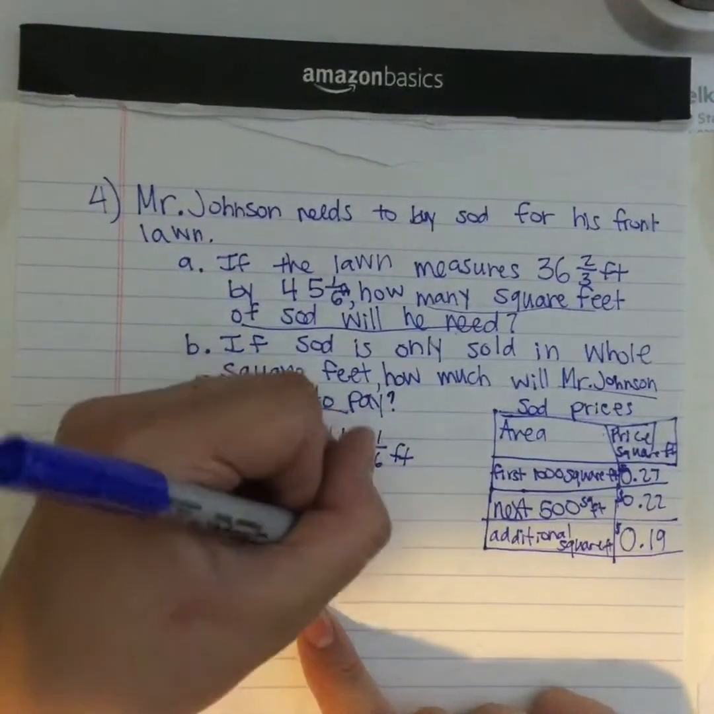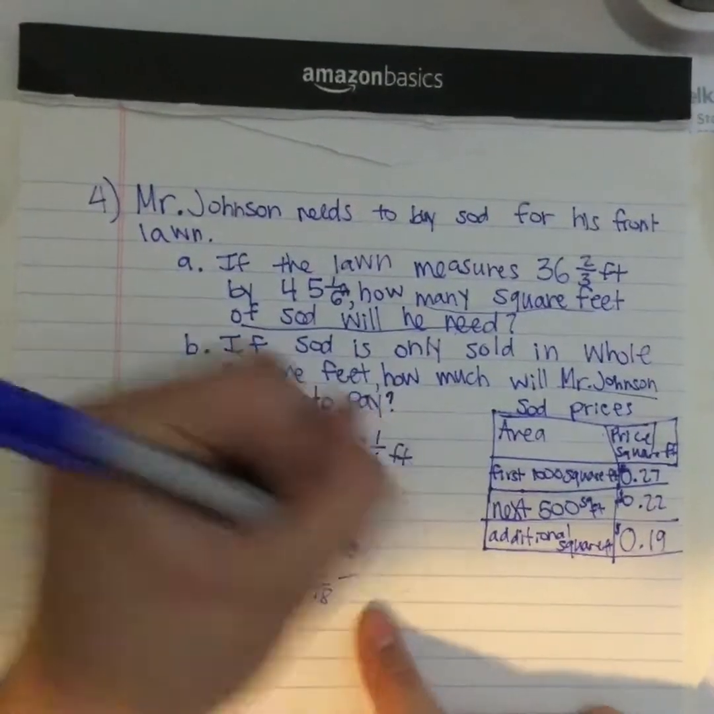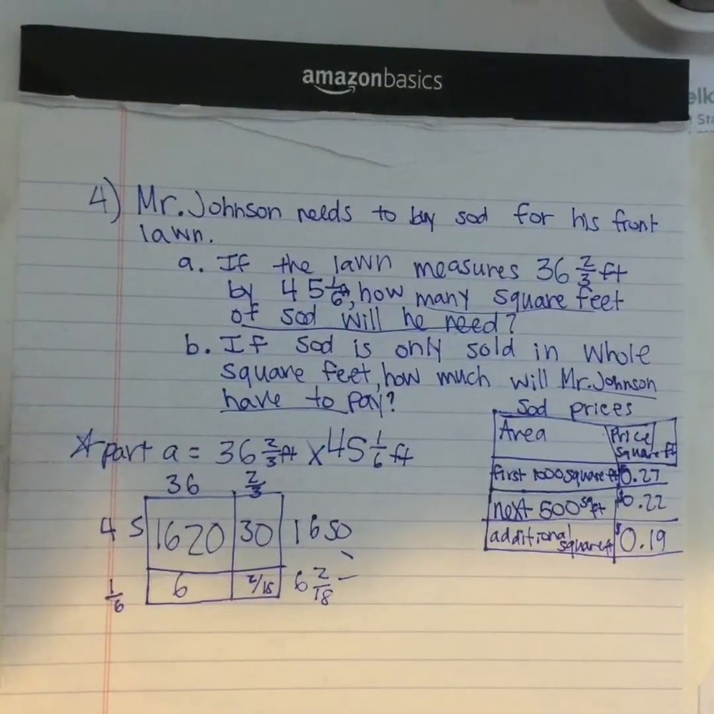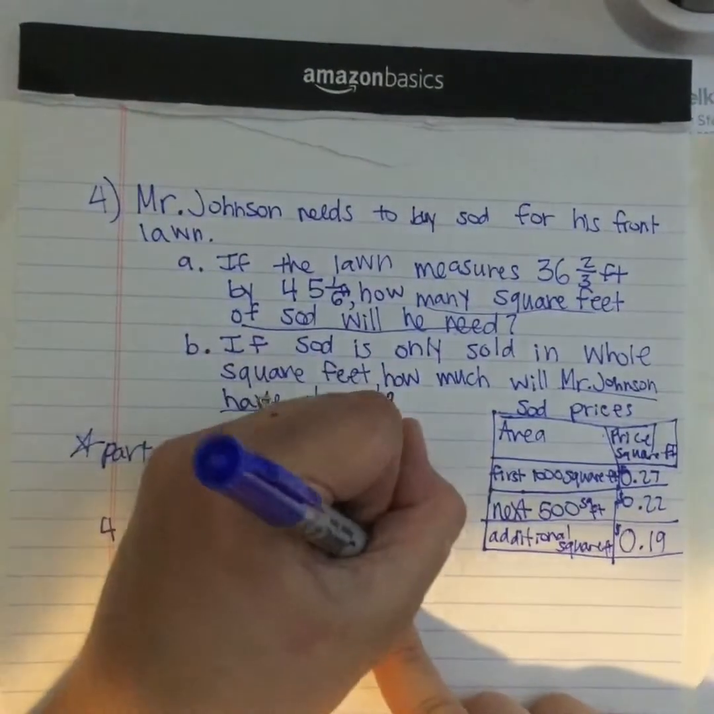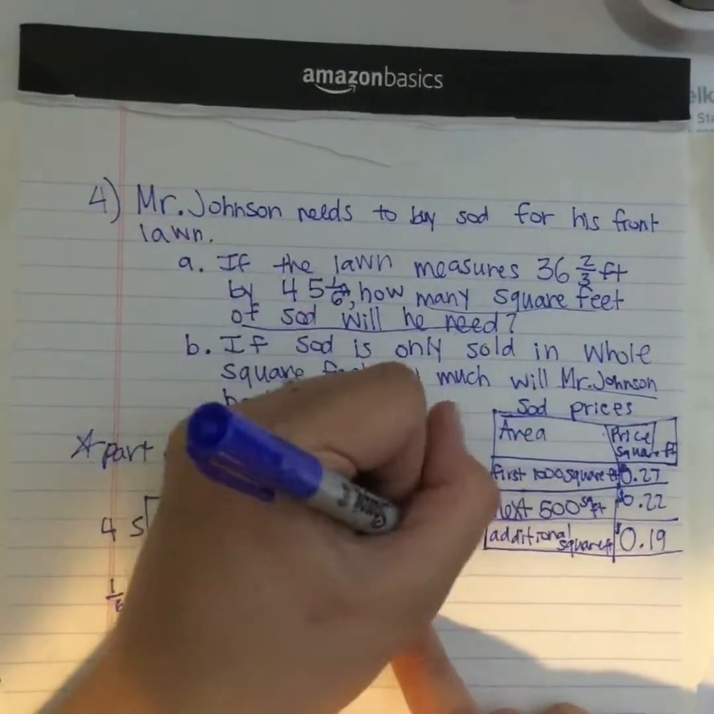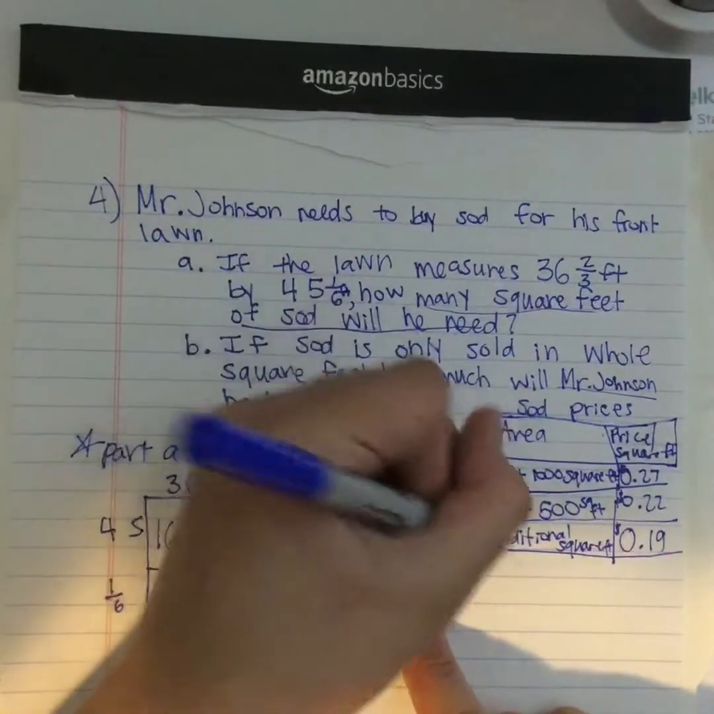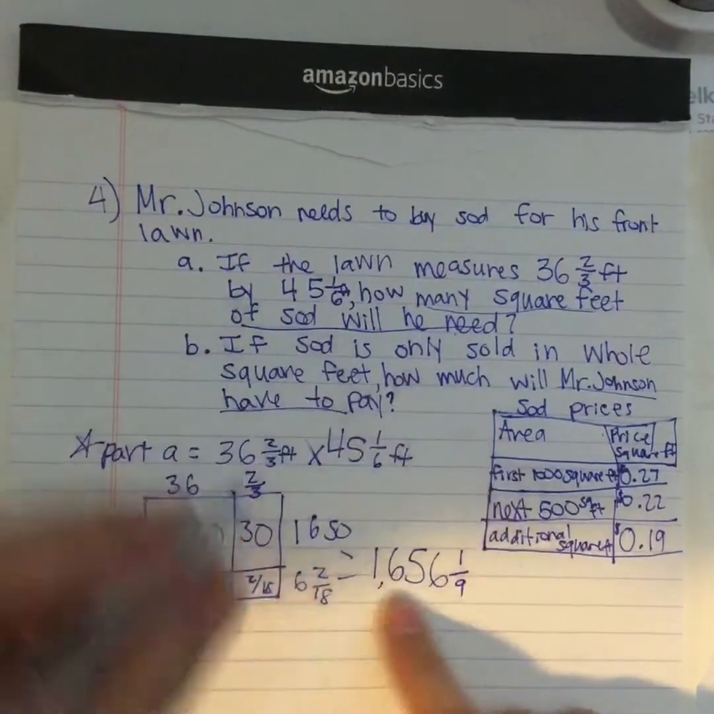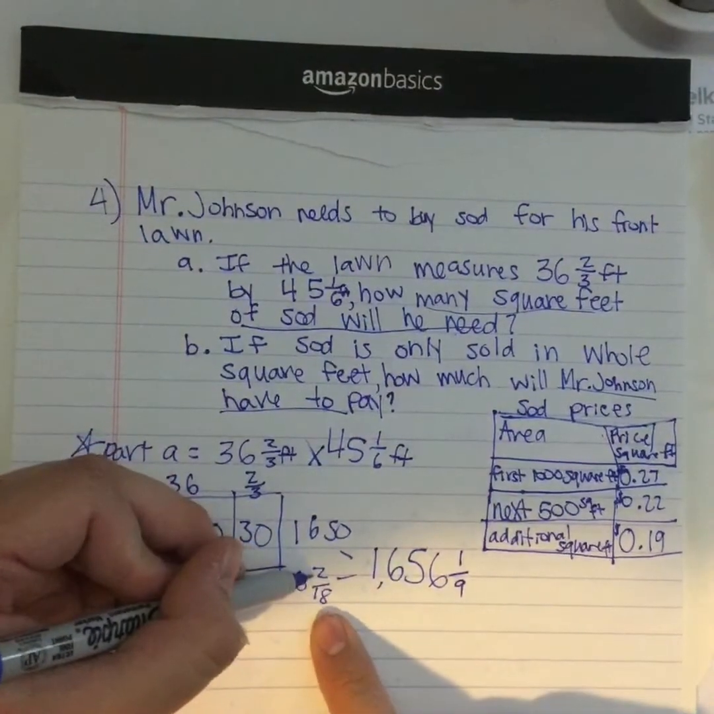So for part A, Mr. Johnson, which we'll do the writing after, we'll write for both parts at the end, but Mr. Johnson is going to need 1,656 and 1/9, because we can divide both parts.